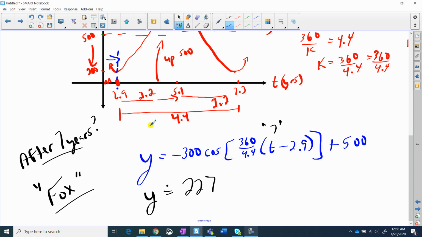And if you were to do this in any kind of a biology study, these aren't going to be exact. It's not going to be an exact pattern. It's going to be close. You'll get data that will model the pattern. So anything we do here is going to be an estimate of the population. So based on our mathematics, we would estimate the fox population to be somewhere in the vicinity of 227 after 7 years have passed.